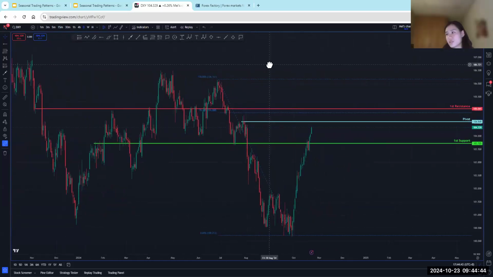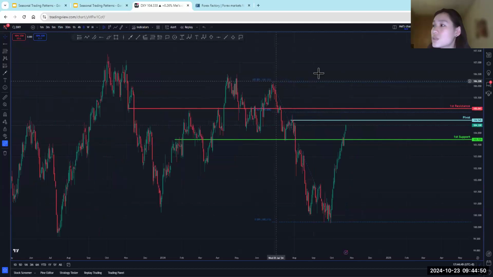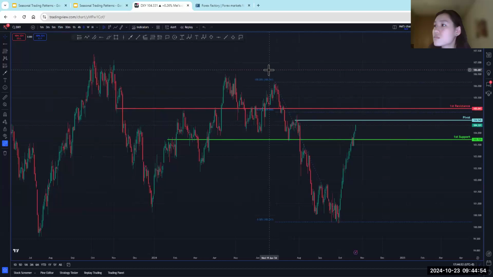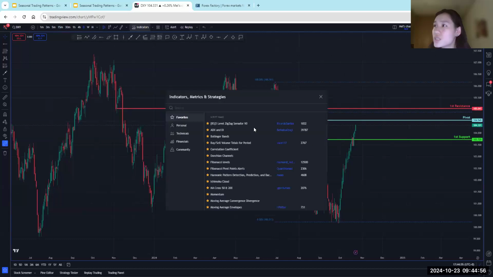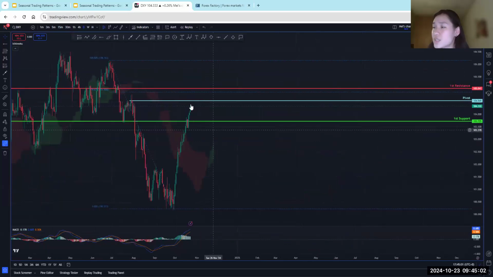I think that might be all the levels we have, all the Fibonacci that we have. Yeah, okay, let's go ahead and take a look at some indicators then. So here we are expecting prices to continue moving upwards towards our first resistance, hopefully breaking out of our pivot as well.